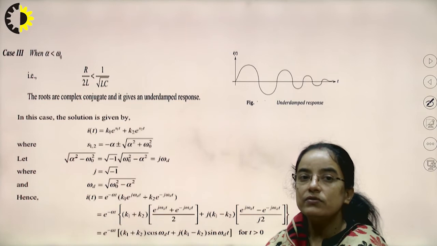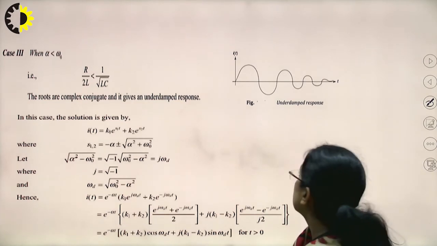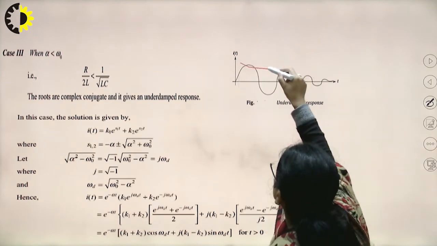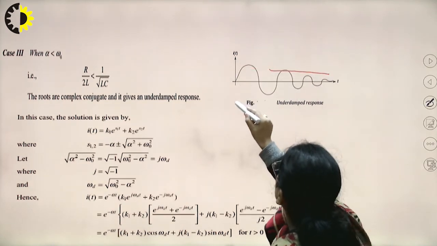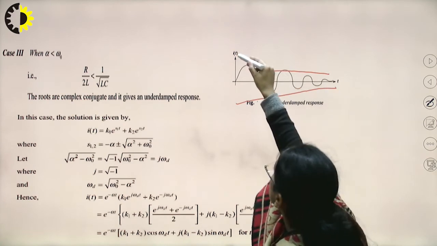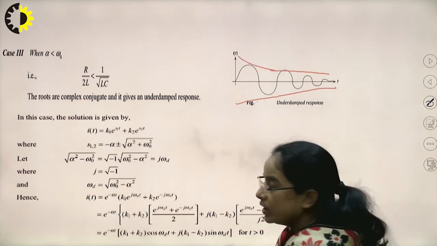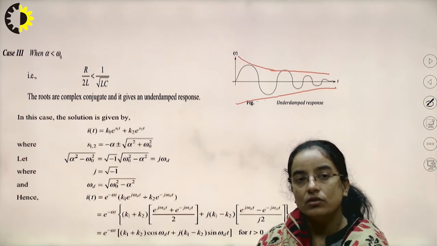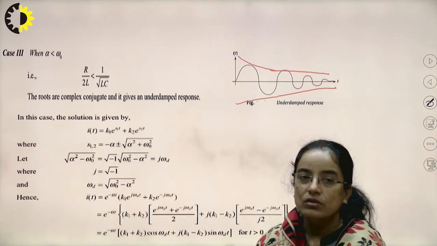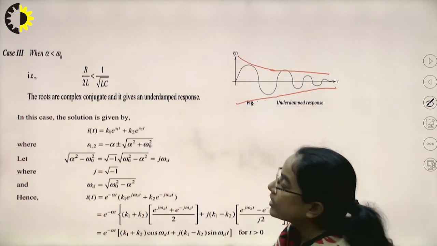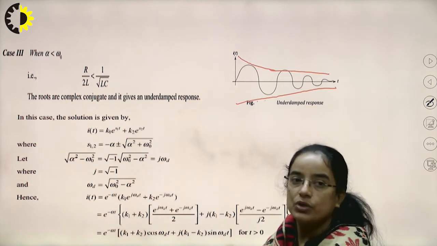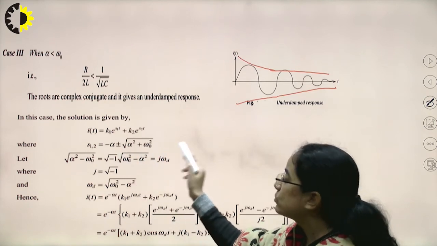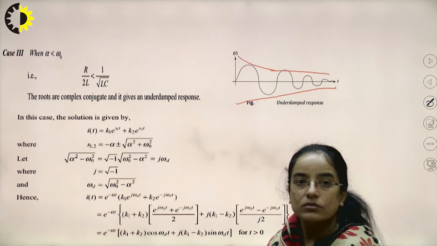So this gives the underdamped situation. See, this type of plot is there. So this condition is the underdamped situation. Here the solution, that means the response i(t), is K1 e to the power S1t plus K2 e to the power S2t, where S1 and S2 are minus alpha plus or minus the square root of alpha square minus omega naught square.